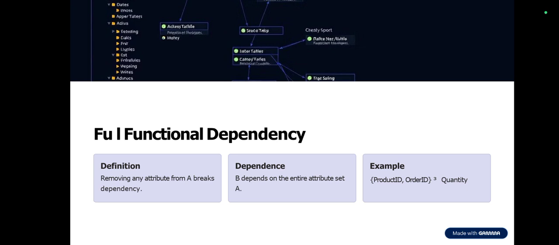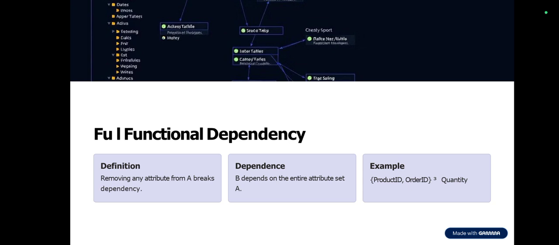Suppose we have a table called product and order. There are product ID and order ID. If we change product ID, then order ID will also have to change. This is called full functional dependency. You need both product ID and order ID to find quantity. Removing either attribute will break the dependency. Example is product ID and order ID as we have seen earlier.